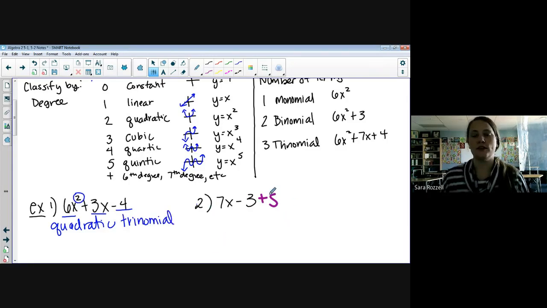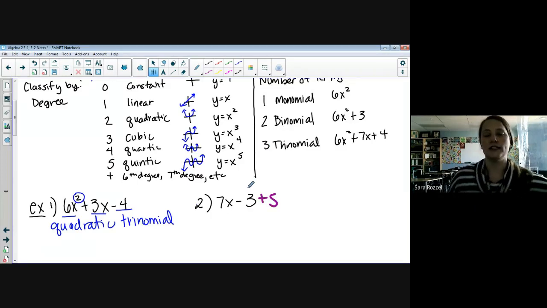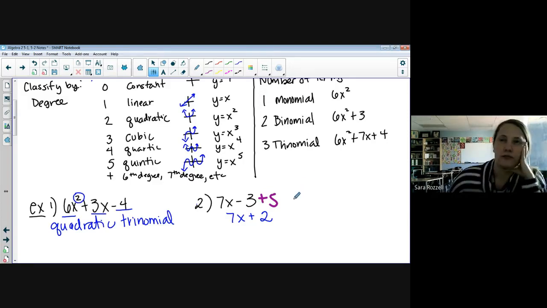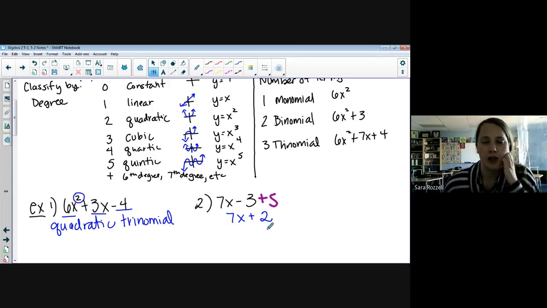Our second problem, with the addition of that plus 5, is this in standard form? Is everything already all combined? No, we need to combine this negative 3 and 5. So it would be 7x plus 2. So first you do have to make sure that your like terms are combined. Otherwise, you'll have the wrong omeal. Omeal is not really a word. I just say that. What is our highest power that you see in 7x plus 2?